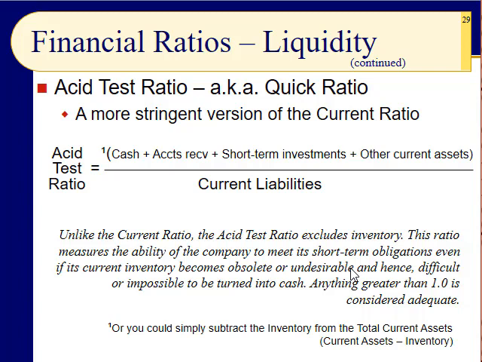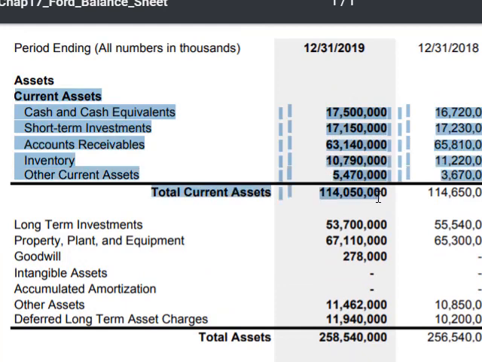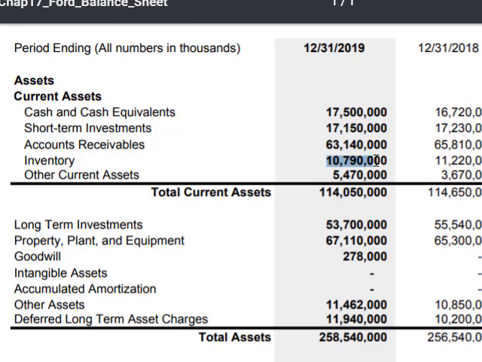So the acid test ratio, there's two ways of calculating it. I like the second way because it's a lot easier. But the first way is to take and add everything except for the inventory and then divide by the current liabilities. The other way is a whole lot easier. Just take the current assets and subtract the inventory out. Either way, you're going to get the same number. So if we go back to the balance sheet, here are the current assets, right? Well, what are we not interested in? We just want to subtract out the inventory.